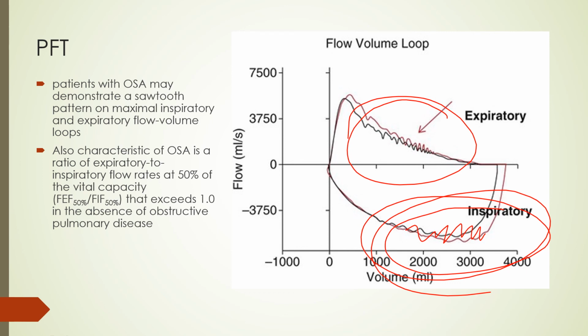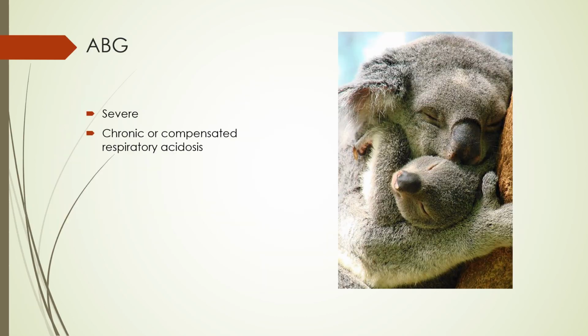So they might have you do a bedside flow volume loop on these patients, and that might be a visual indicator that obstructive sleep apnea could be what's going on. Will it diagnose them with obstructive sleep apnea? No, but it could give us the indication that we could do further testing. ABG, it's going to be chronic or compensated respiratory acidosis in these patients. So you would draw a blood gas, do a morning blood gas on these patients right after they wake up, and then it would show compensated or chronic respiratory acidosis if it's severe enough.